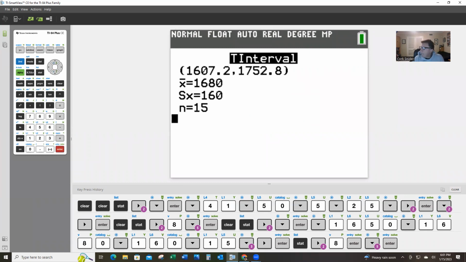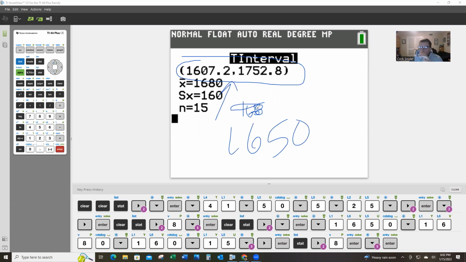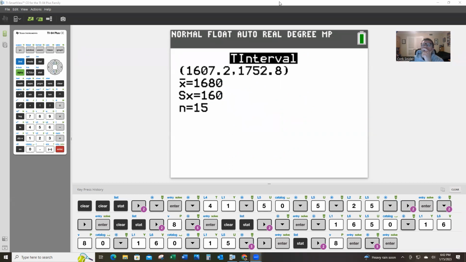If you're looking at this, the confidence interval says that we think the scores are going to be between 1607 and 1752. The key here is that 1650 is still in the interval. You need the entire interval to be above that to have evidence that your prep course works. You don't have that. 1650 remains a possible answer to the question of what's the average score if you took the prep course.